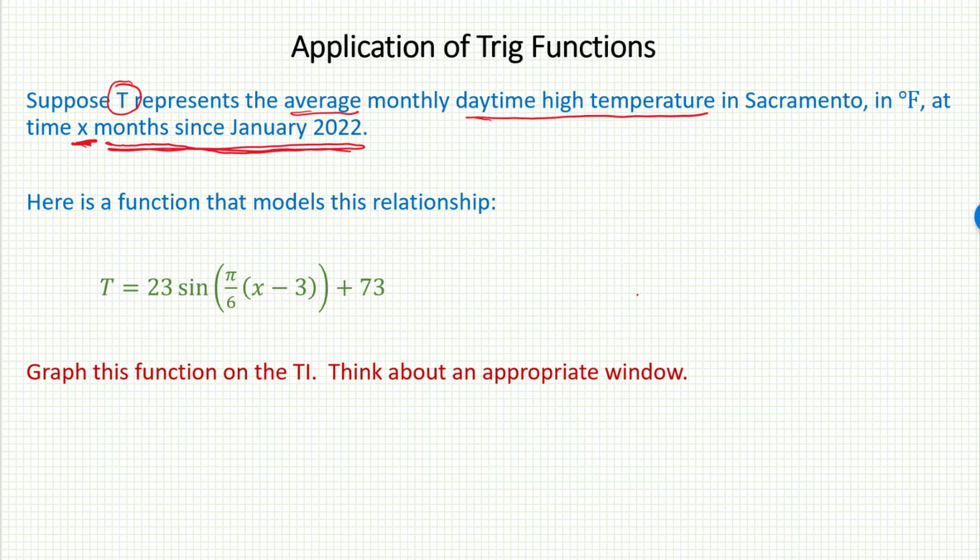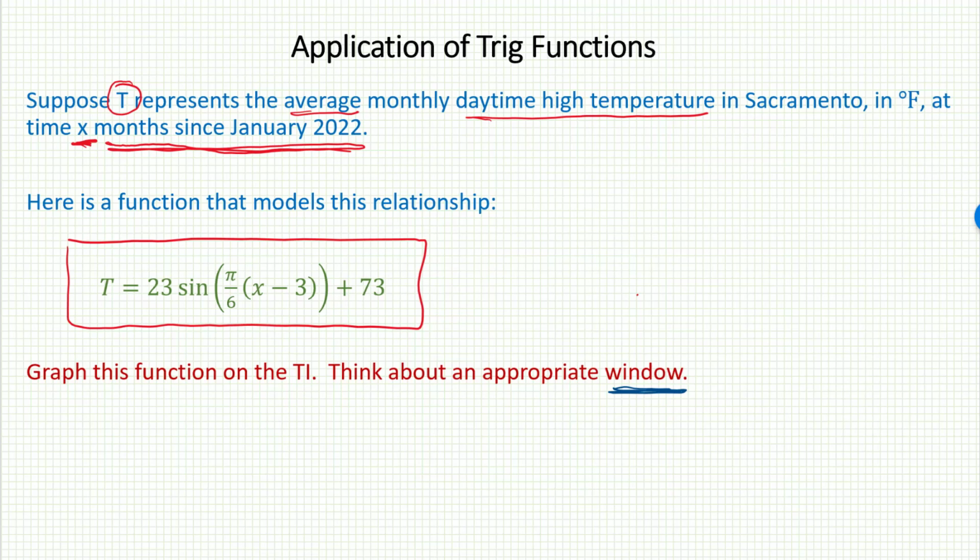That's what T represents. Well, here is a function that can describe that relationship throughout the months of the year. And we want to graph that function on the calculator. Of course, one of the things we're going to have to decide is what window should we use? That z-trig window, that's not going to work here. This is a real life situation. We're going to have to think about the meanings of the variables so that we know what portion of the screen we want to see.